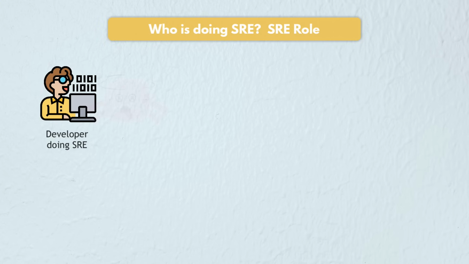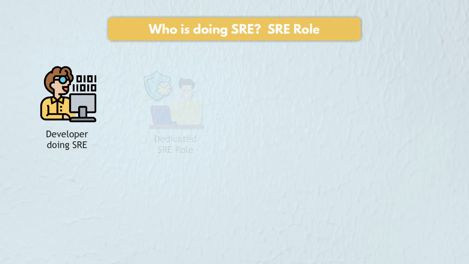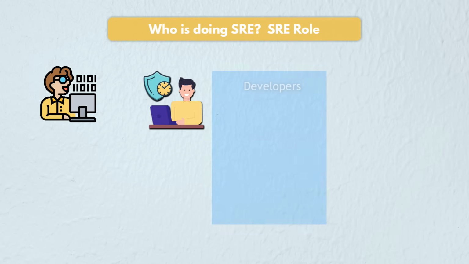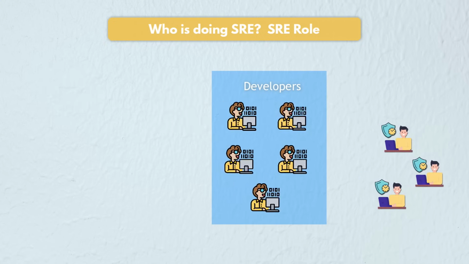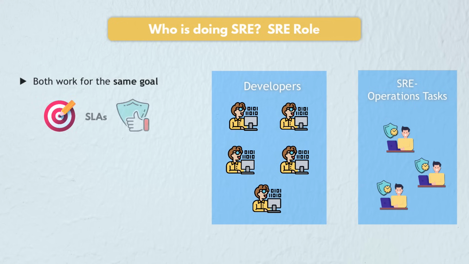Now, you may be thinking, how much more should software developers learn? They already have to know all these software development technologies. Now they also have to take over the operations tasks and learn all these operations tools. And that's why we have SRE as its own role. So a dedicated person whose full-time responsibility is to work on keeping systems reliable. So in many projects, along with developers, you have SRE teams, which are the new ops team. Basically a team that does the operations, where both teams work for the same goal of keeping the systems within the defined SLAs.